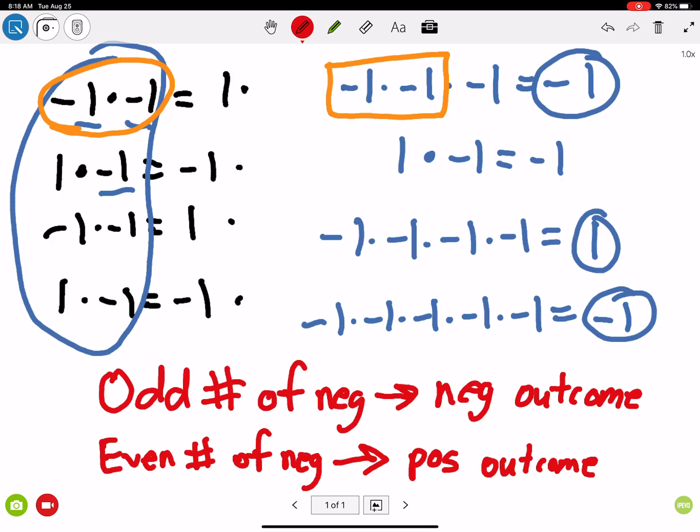But again, this is always true for multiplication and division only. It does not hold true for addition and subtraction. This only holds true for multiplication and division. Okay, if you have any questions, let me know.